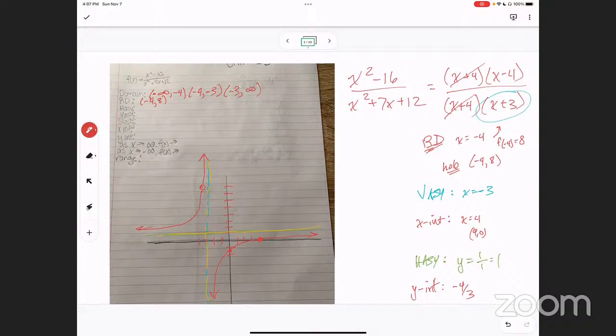Gotcha. Right? Let's see. There's no slant asymptote. I already did the x and y intercepts. For this right here, that has to do with, of course, the horizontal asymptote. So that's just 1 for both of them, right?